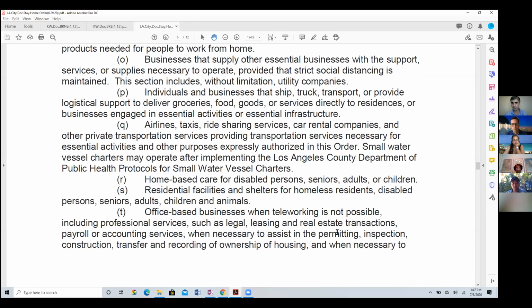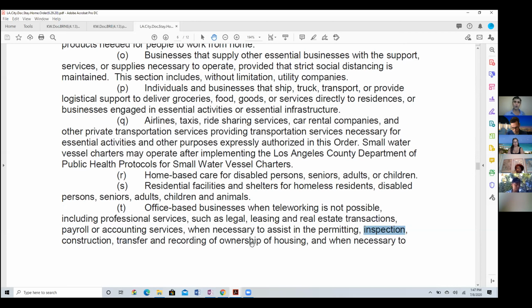Now, permitting deals with LADBS construction permitting, inspection. Now, inspection is what I talked about earlier. Inspection is not showing per se. Inspection is a buyer's right with their hired professionals to inspect the property. So I view inspection as a contract activity, not a showing or viewing. Transfer and recording of ownership of housing. Well, that's just a fancy way of saying real estate activities, but transfer and recording of ownership and housing is part of a contractual activity. Technically speaking, showing and viewing is not subject to this exception, technically speaking.